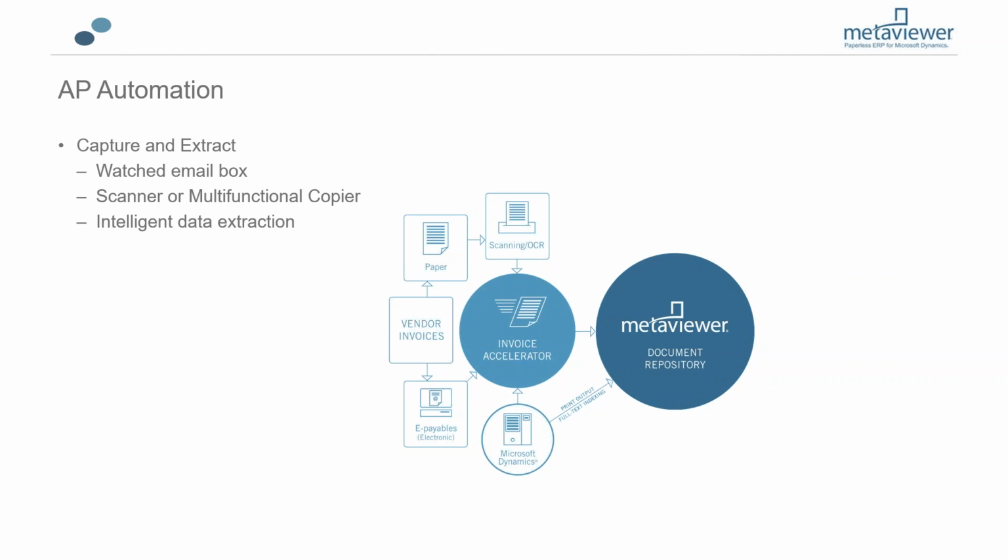We also realize it may not be feasible to get everything in electronic format, so we can work with paper documents as well. You can use any kind of scanner or multifunctional copier device to scan documents into MetaViewer. But if you scan a document, it is just a picture. There is no text for me to extract, and that's why we have this extra box here, scanning OCR. If we pull a document into MetaViewer and we don't find any text, we run it through this OCR process, which stands for optical character recognition.